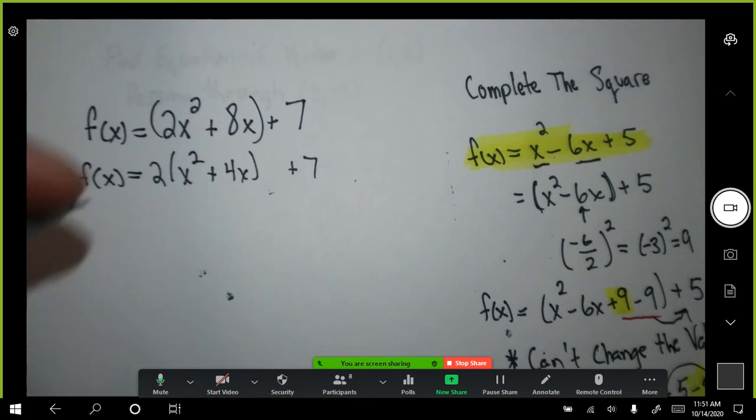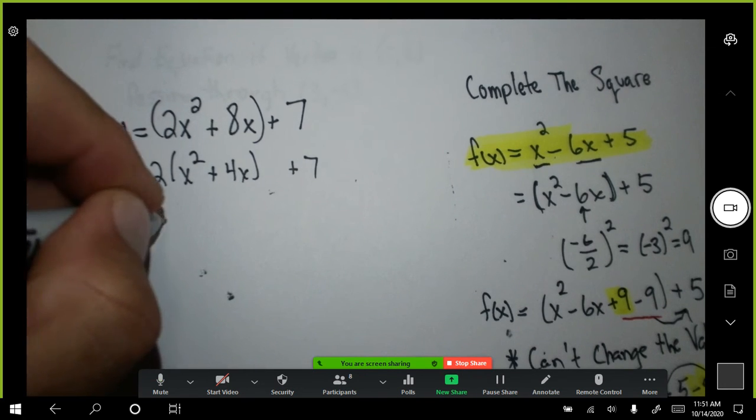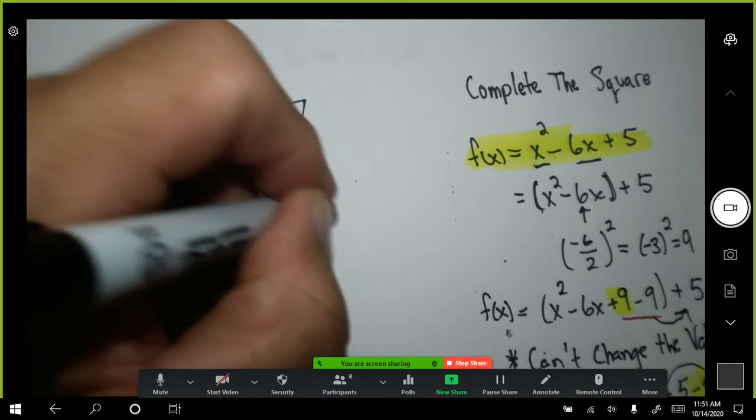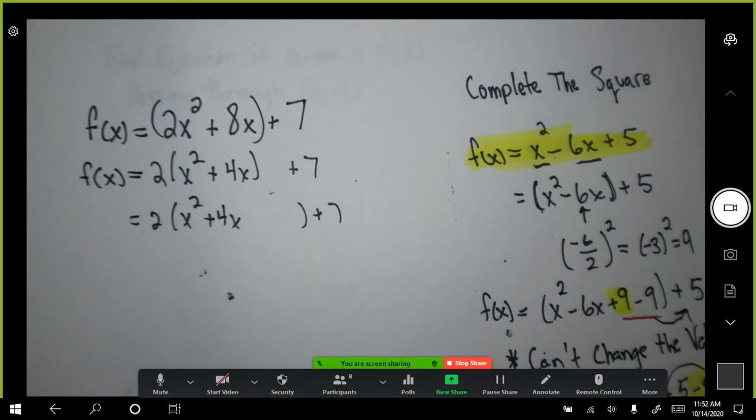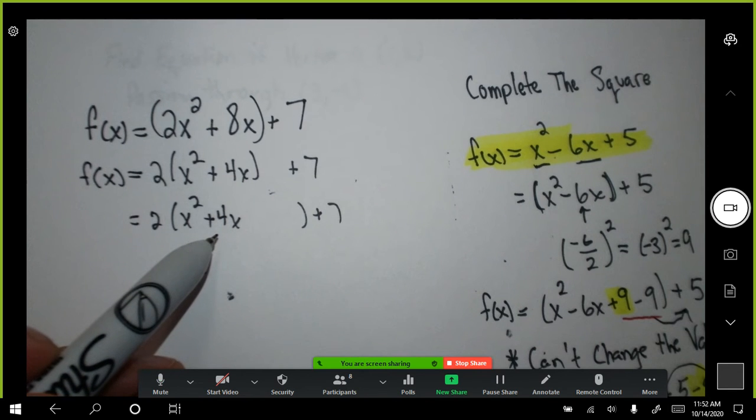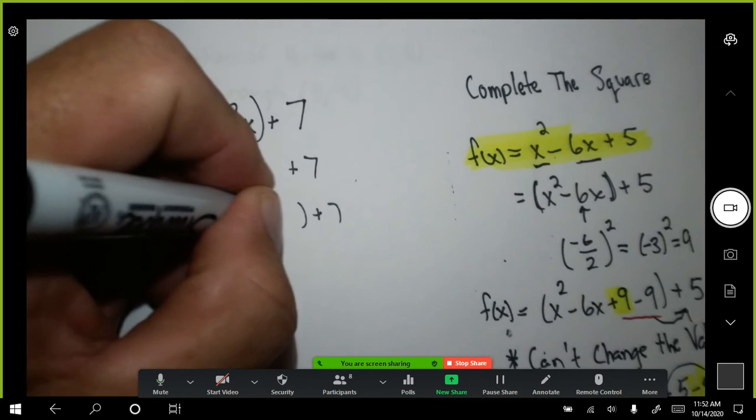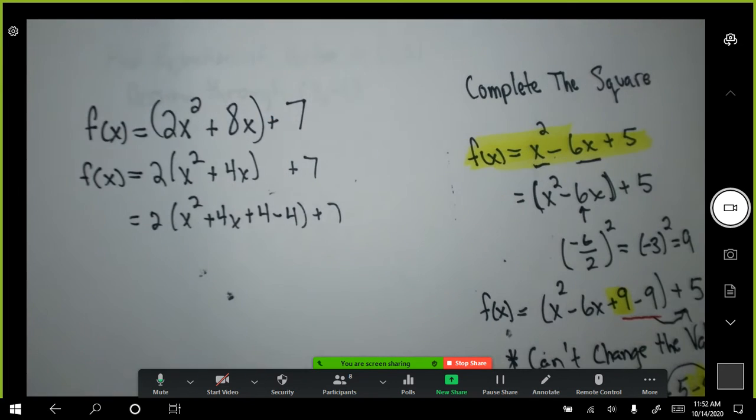Now, to complete the square, I take half of 4, which is 2, and then I square it. So 2 squared is 4. And then I have to also subtract that 4 so that I'm not changing the value of this function.